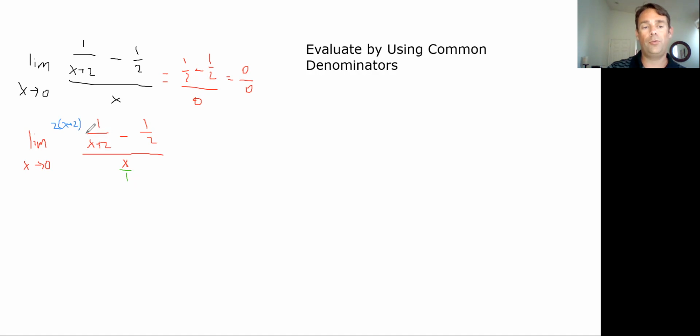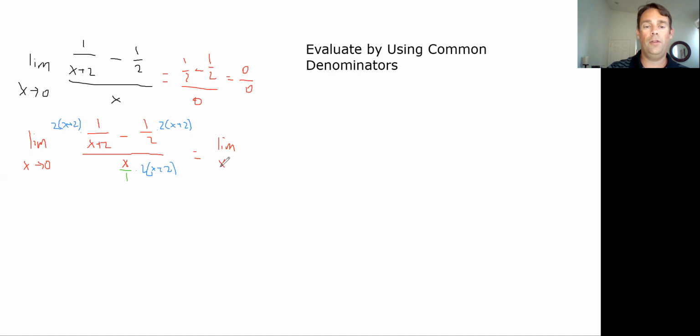I'm going to multiply this one by 2 times x plus 2, and multiply this by 2 times x plus 2. Everybody's going to get multiplied by the same denominator. You can kind of see why they call this advanced algebra. Even though we're saying we're doing limits, we're really just doing algebra 2. Or for you guys, that would have been integrated 3.